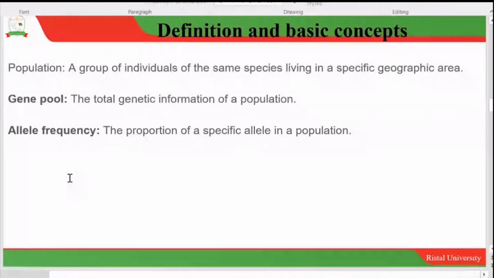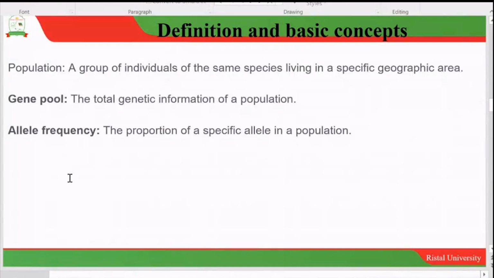We will also want to describe what a population is in this particular module. And simply we would say that it's a group of individuals of the same species living in a specific geographical area. We could be looking at humans, animals, or, I mean, goats, a population of goats. So these are individuals of the same species who live in a specific geographical area.